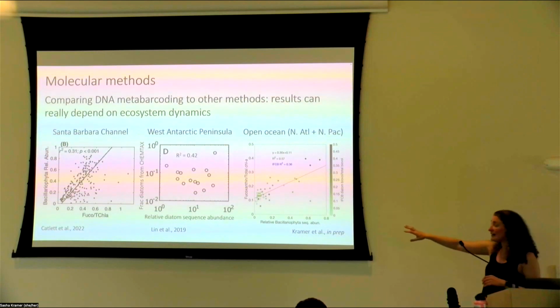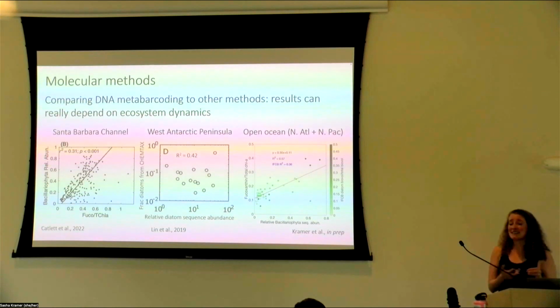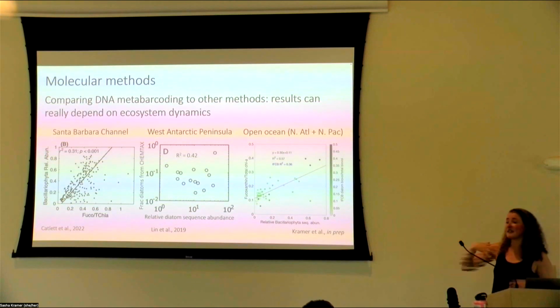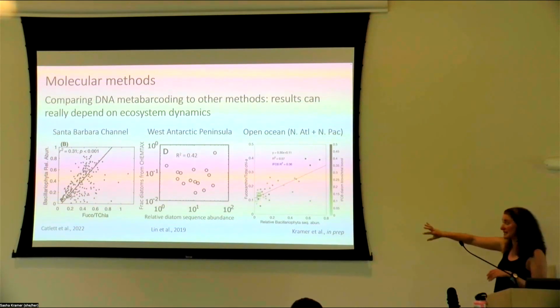So the one on the left is from my lab mate, Dylan Catlett, who looked at a huge time series in the Santa Barbara Channel across seasons, across different nutrient regimes, across different phytoplankton communities. So within this diatom sequence abundance, he has lots of different types of diatoms. And then we're measuring pigments the same way for all of those samples. And you don't always get a good relationship, but sometimes you get a pretty good relationship. So it really depends on the type of time of year that you're sampling and what's in the water, whether there's a good relationship between relative sequence abundances for diatoms and pigments.